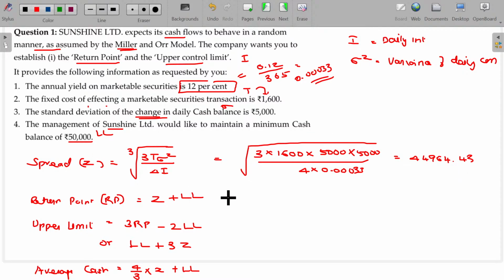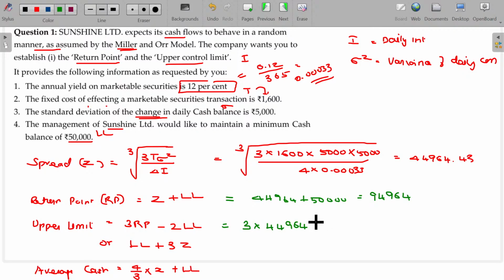Shall I move on to the next one? In this case, Z is equal to, we calculated this, 44,964. You cannot calculate the third root without a scientific calculator. It's a third root. Okay. RP is 44,964 plus lower limit being 50,000 given. What's the final answer? 94,964.